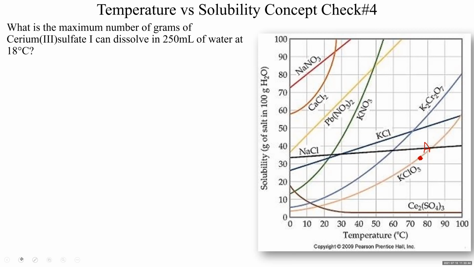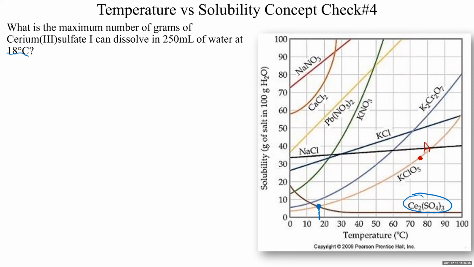What is the maximum number of grams of cerium sulfate? So that's cerium sulfate down here. What is the maximum number of grams of cerium sulfate I can dissolve in 250 milliliters of water at 18 degrees Celsius? 18 degrees Celsius. So 18 is going to be right around here, just a little bit before 20. I'm going to draw a straight line to my cerium graph, which is this kind of burgundy graph. It's the only graph that's downward sloping, right? So right about here. This is the point right there.